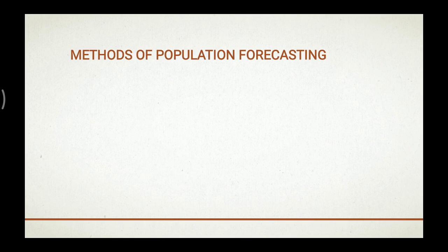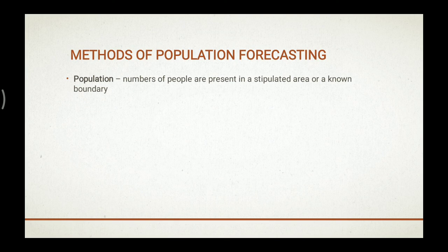Next is methods of population forecasting. This is much more important than the conservation of water. Why is it important? First we will understand what population is. It is the number of people who are present or have inhabited a stipulated area, or a known boundary.